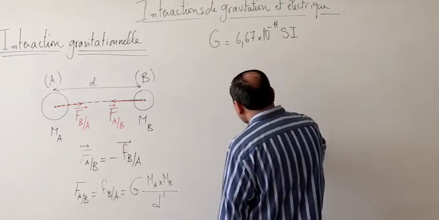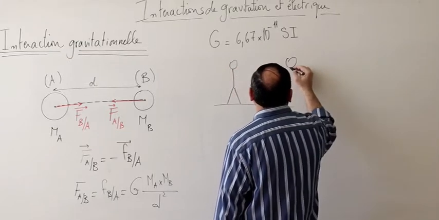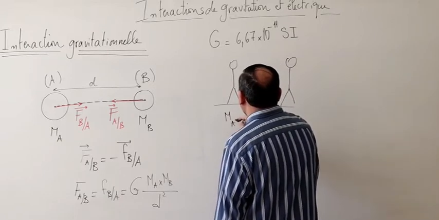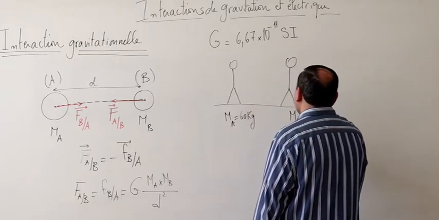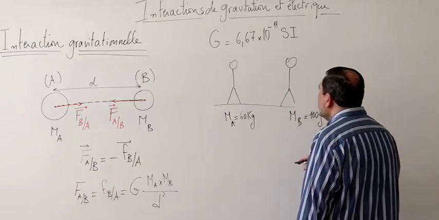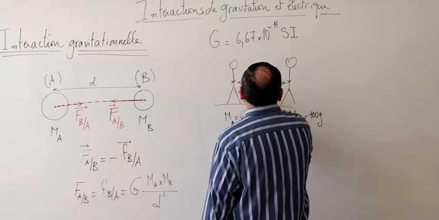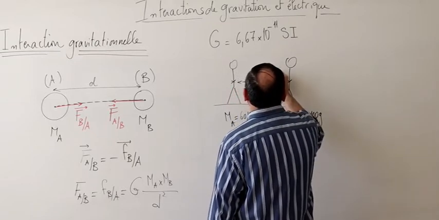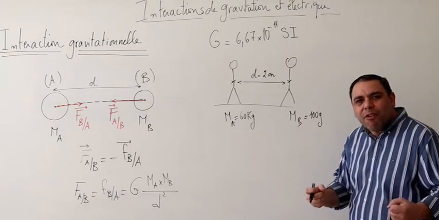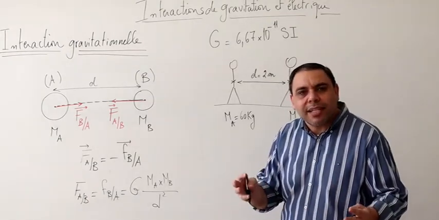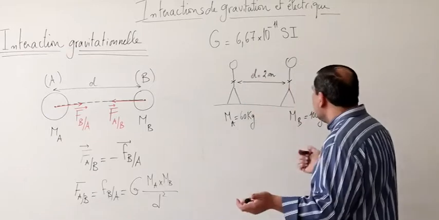Let's take an application. If we have two persons, the first has a mass ma equal to 60 kilograms, and the other has a mass mb equal to 100 kilograms. Assume that their centers are separated by a distance of 2 meters. We're going to calculate the common magnitude of the force of attraction between these persons.